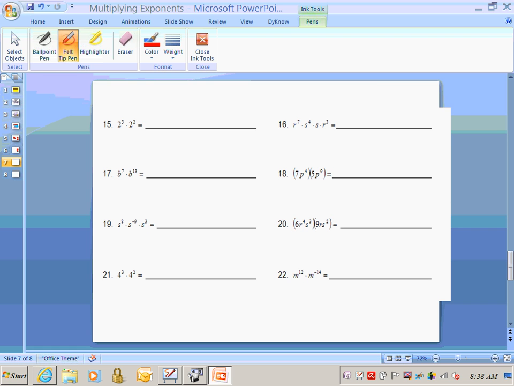Okay, I think you guys can get the rest of these. Let's do some with numbers real quick. So 15, I've got what? 4. No. Is 2 a coefficient or a base right now? Base. So it's 2 to the 5th power. And 2 to the 5th power is? 2 times 2 is 4. 4 times 2 is 8. 8 times 2 is 16. 16 times 2 is 32.